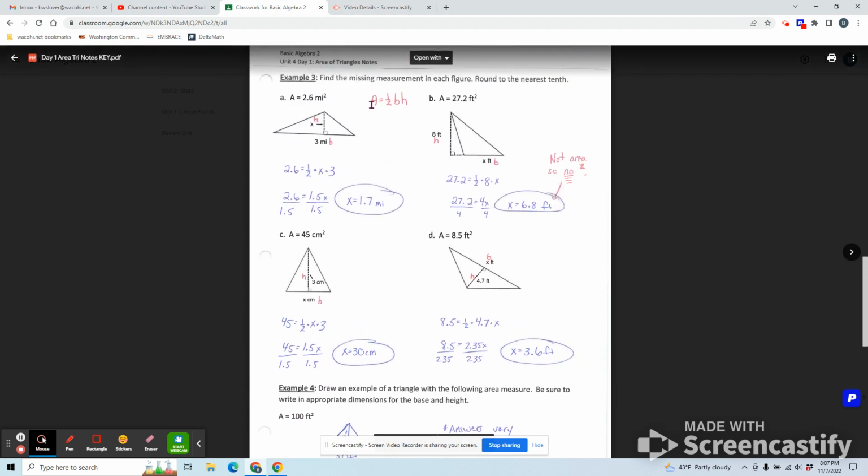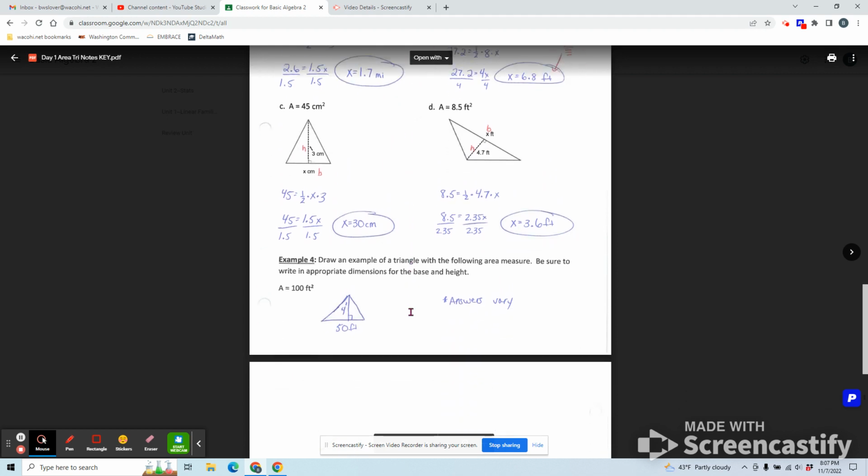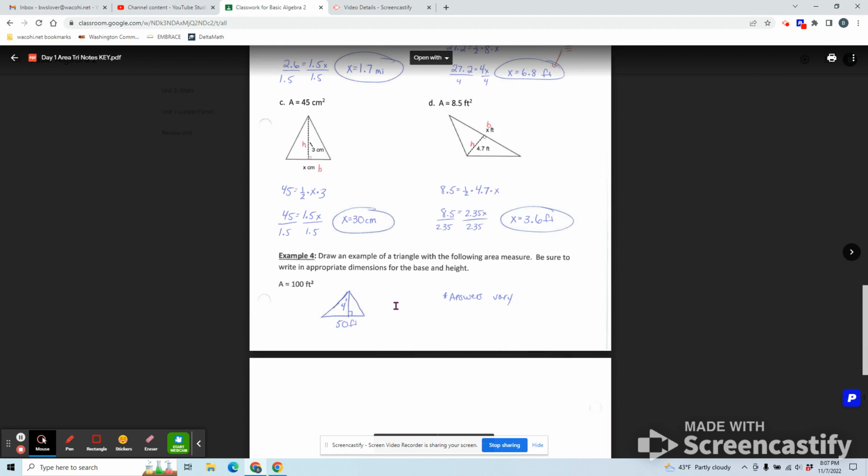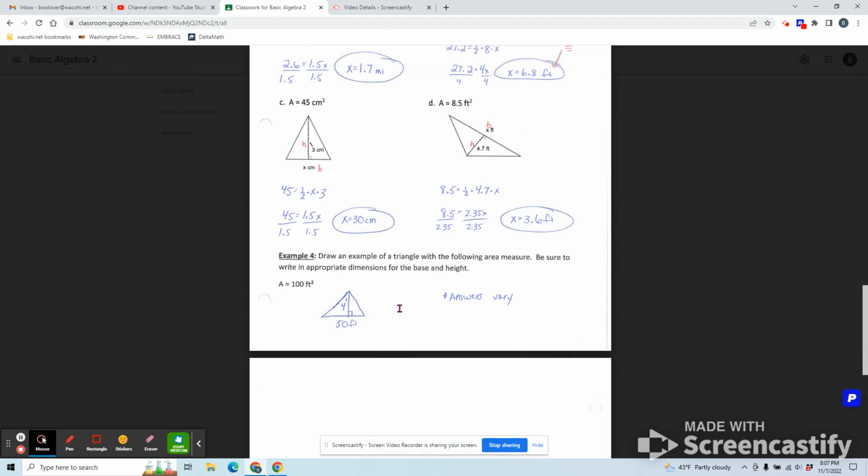Just like we had up here, area equals a half base times height. We just don't know what the base and the height is. So you are going to pick a number that is less than your area. So if my area is 100, a number less than 100 is 50. Now keep in mind, you have to have a positive distance that's greater than 0. So having 0 or negative distance is not acceptable. So I need a number that is less than 100, but it also has to be positive. It has to be greater than 0. So I just chose 50.